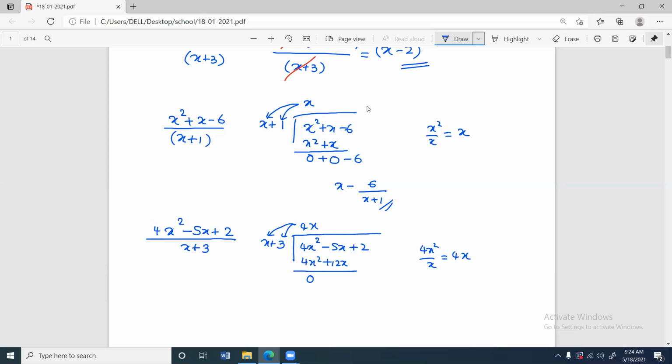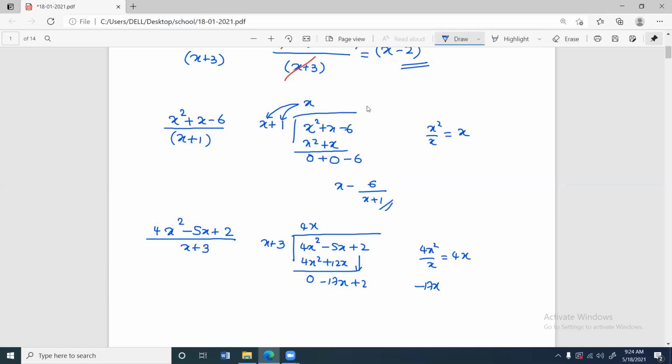When you do this, minus 5 minus 12 is minus 17x. Then take the next term down. I'm going to erase this too, it's not right. Okay, then the next term. Now see whether the first term is x and here the first term is minus 17x.